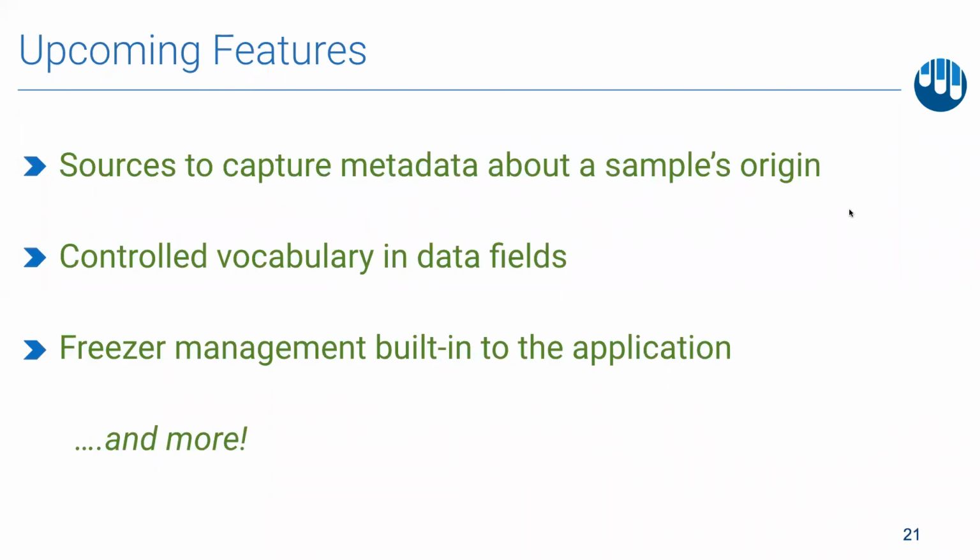In the coming months, we plan to build out several new features to enhance Sample Manager even further. Sources will create a top level of hierarchy that will allow groups to define information about the origin of their samples. So this could be labs as origins, patients as origins, mice as origins, that type of thing. Controlled vocabulary will enable the definition of common language for users so data can be easily searched and matched. And our freezer management solution will link to registered samples and allow users to follow them more completely throughout the laboratory lifecycle.